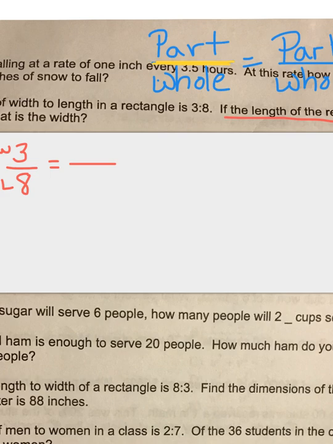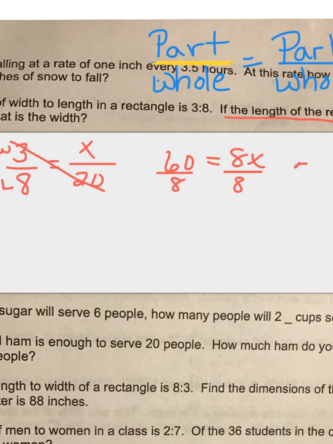The other part of the sentence says the length is 20. What is the width? That's what we're looking for. And then we can cross multiply. That's 20 times 3, that's 60, equals 8x. We divide by 8, and I believe we get x is 7.5. So we would say that the width of the new rectangle is 7.5, whatever it was, inches I guess, is our units. Okay, so it's a part to whole ratio.